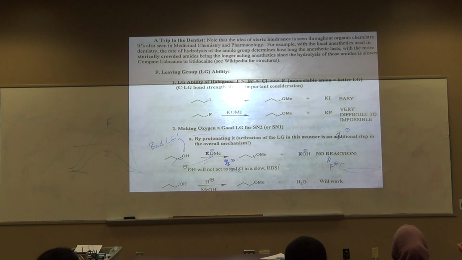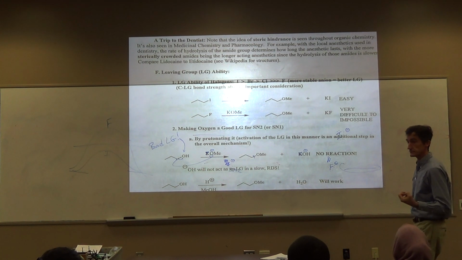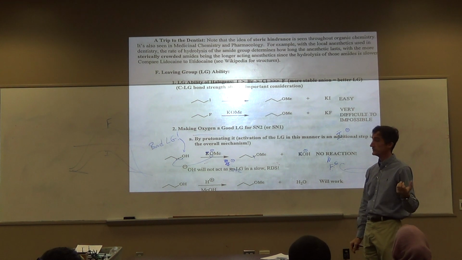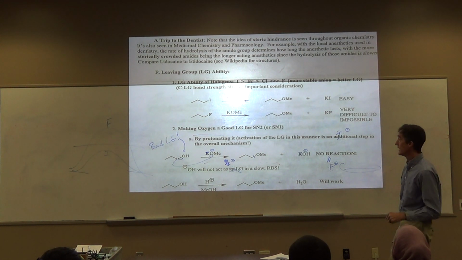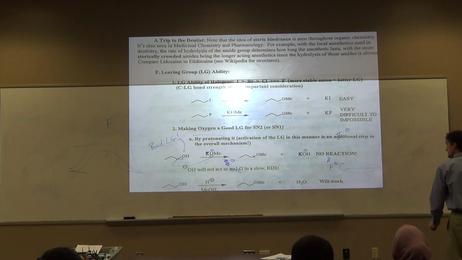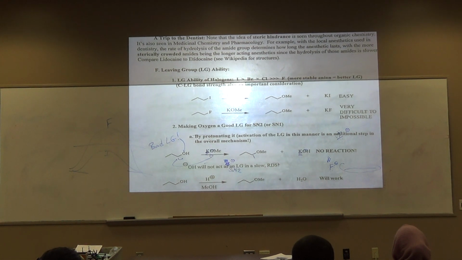Does the leaving group leave in the slow rate-determining step in an SN2? Yes. So hydroxide is not a good leaving group for SN2. There are some reactions in which leaving groups leave in the fast step. If that's the case, hydroxide will leave, because the fast step is much faster and easier. Hydroxide will not act as a leaving group in SN2.